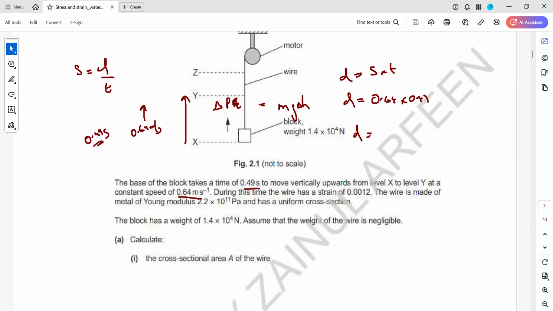That gives us the distance, which is 0.316 meters. If we need the potential energy, it is the mass times the gravity, but mass times gravity is equal to weight. So I can directly substitute the weight here, which was 1.4 into 10 to the power 4, and the height, which was 0.316.